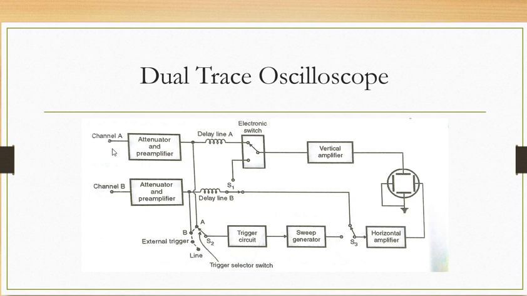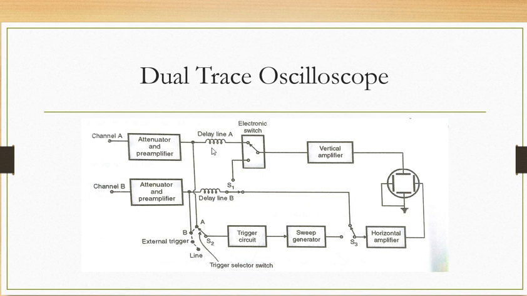Okay, now after the amplification, both the channels are applied to an electronic switch. Okay, so if you see, this switch will pass one channel at a time to the vertical amplifier via a delay line. Okay, so here you can observe clearly the electronic switch, and this switch will pass one channel at a time to the vertical amplifier via the delay line.